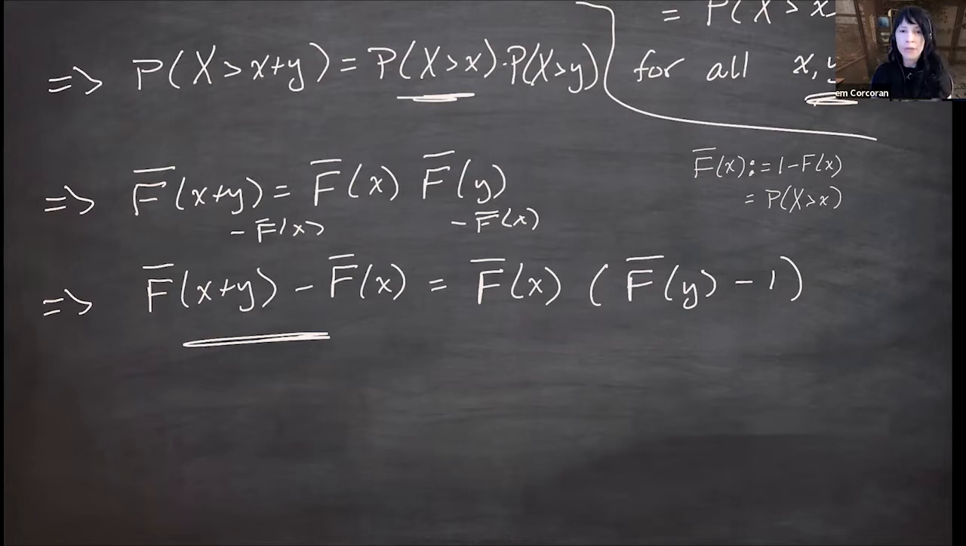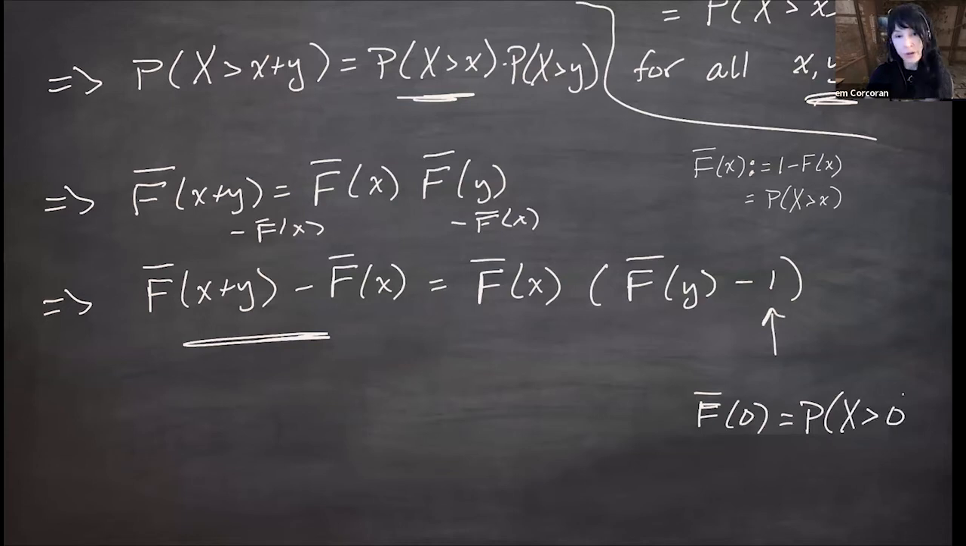And I want to do something similar on the right side, and I can get away with it there because check this out. I can rewrite this 1 as F bar of 0 because that is the probability that X is greater than 0. And that is 1 for this continuous random variable, which can't actually equal 0 and certainly won't be negative. So I can replace this 1 with this F bar 0. And I'm going to do that, and then I'm going to divide both sides by y.